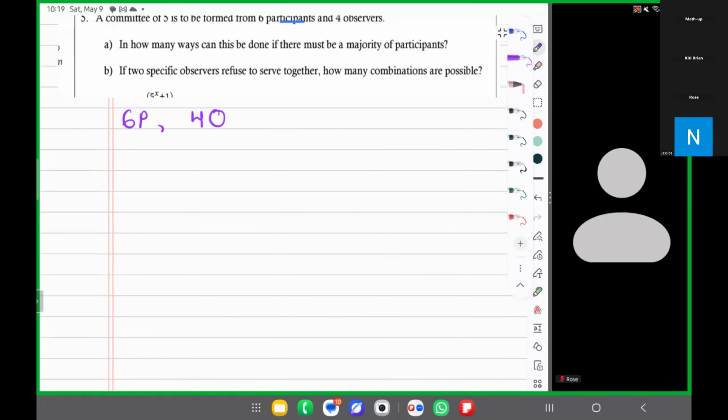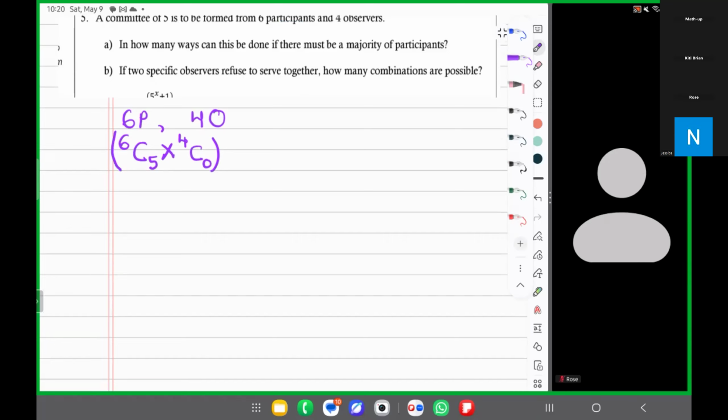So I can start with a scenario where out of 6 participants, I'm choosing 5 people. And then out of the 4 observers, I'm choosing none, because I want a committee of strictly 5 people where I have more participants than observers. So that's the first scenario.